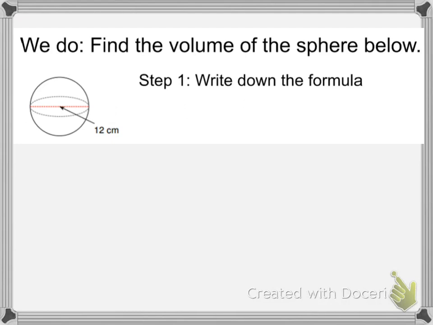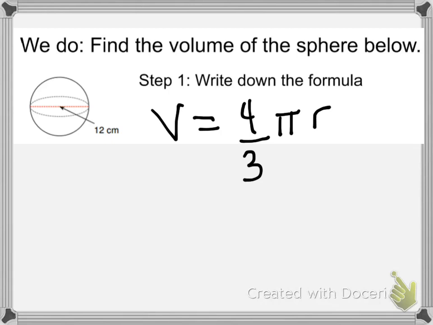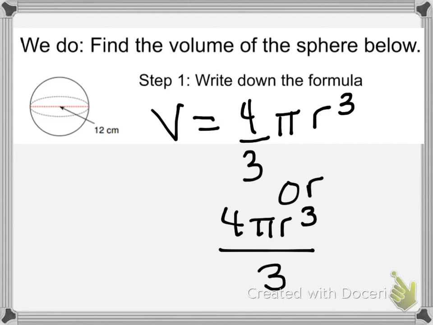So the first step is just writing down your formula. The formula is volume equals 4 over 3, or 4/3, times pi times the radius cubed, meaning raised to the third power. Very simple enough. Or you can think about it as 4 pi r cubed all divided by 3. Either way works. They're equivalent forms.